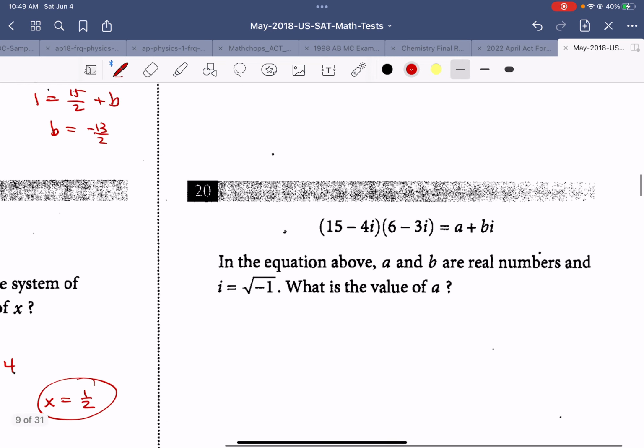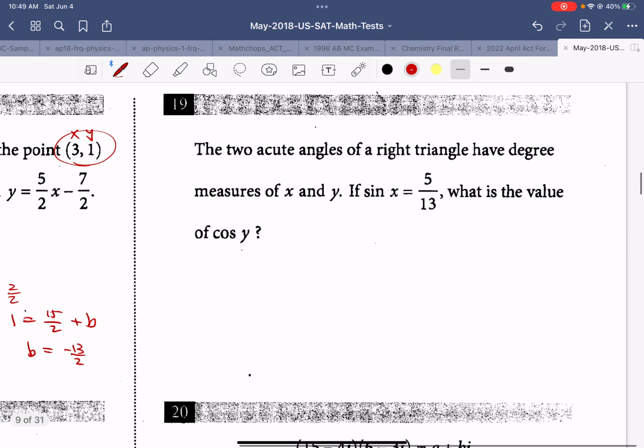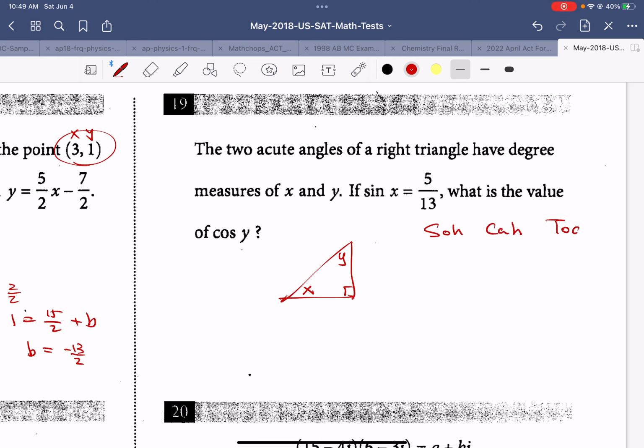Two acute angles of a right triangle. So let's draw a right triangle here. Two acute angles means like here, like that. And they give you sine x is 5 over 13. So if you remember SOH CAH TOA, SOH means sine is opposite over hypotenuse. CAH means cosine is adjacent over hypotenuse. TOA means tangent is opposite over adjacent.